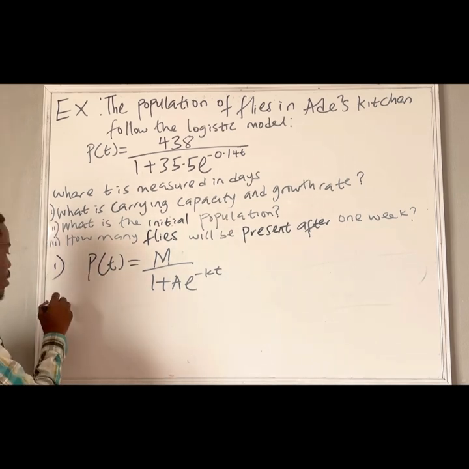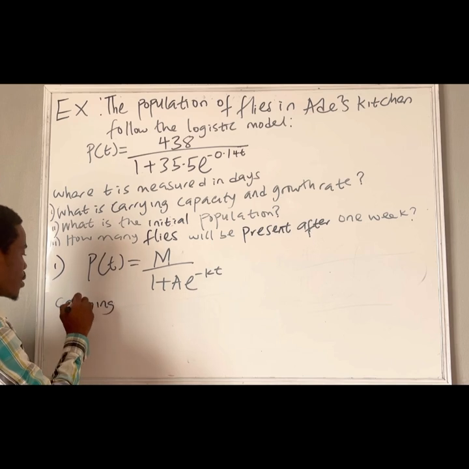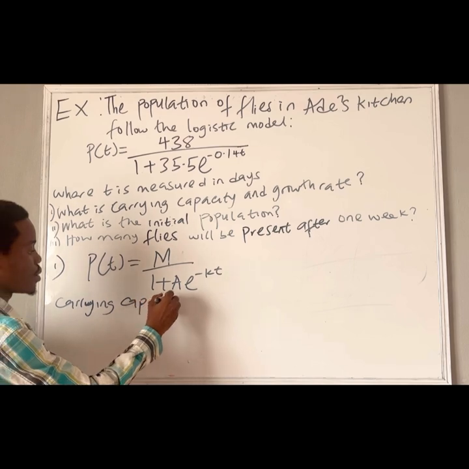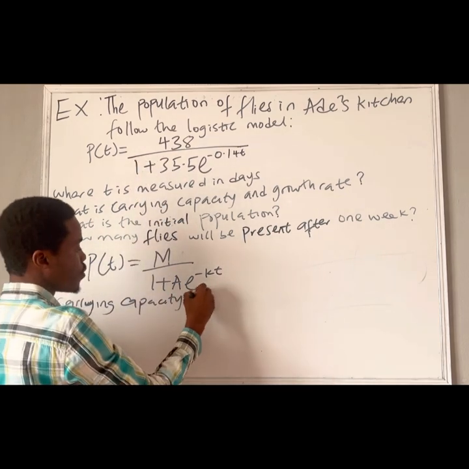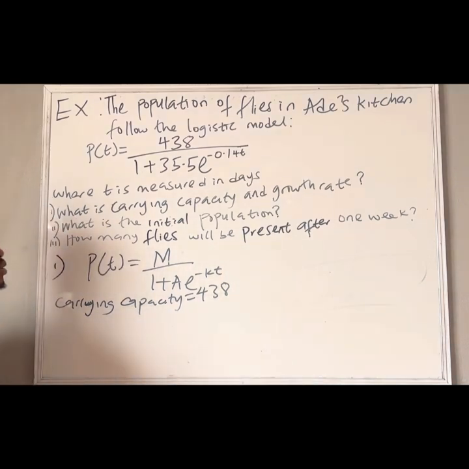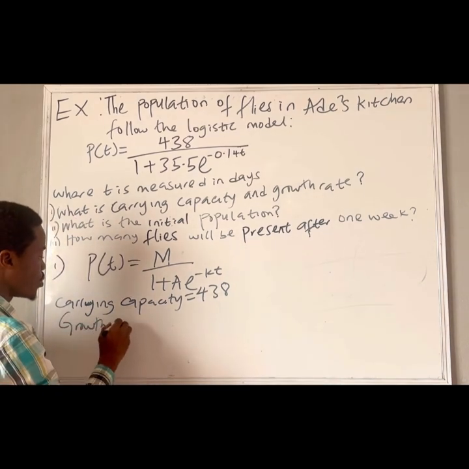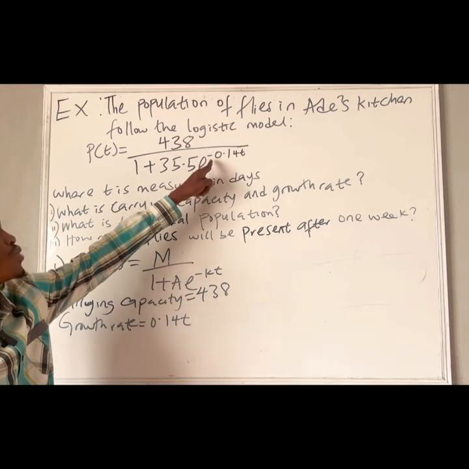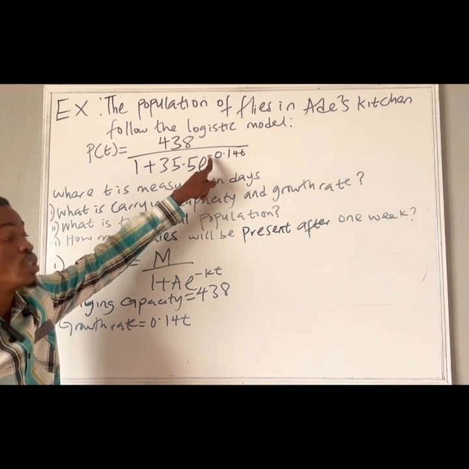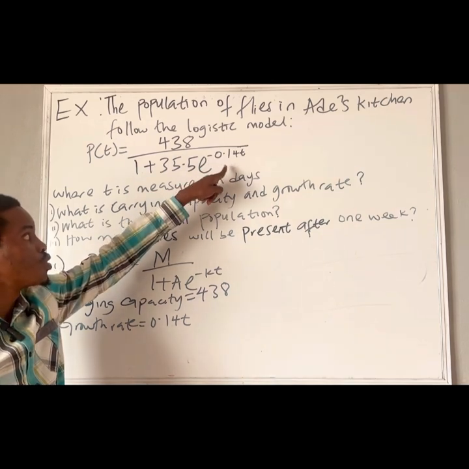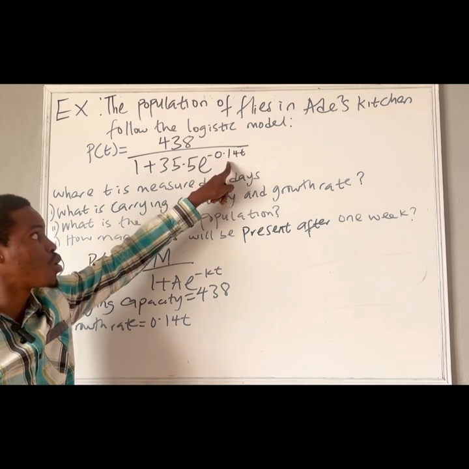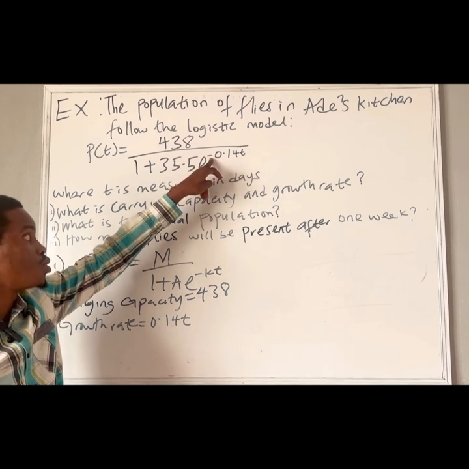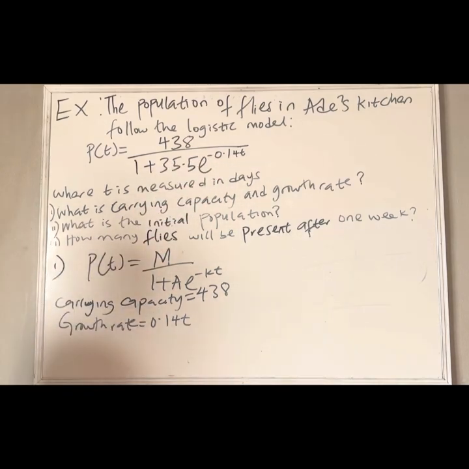So our carrying capacity is our M, which is 438, and our growth rate will be 0.140. The growth rate is not negative 0.140, it's 0.140, because our growth rate is a constant. The negative sign was introduced when we generated the formula, when solving the logistic model equation.